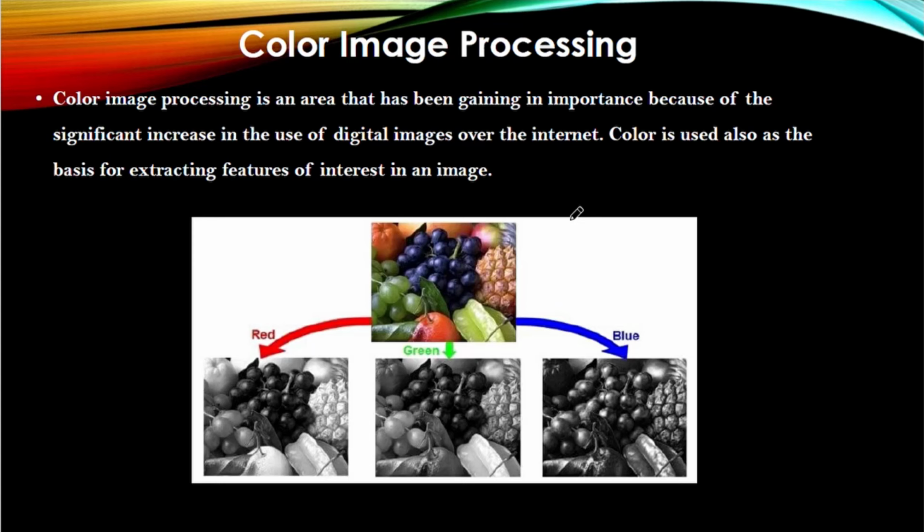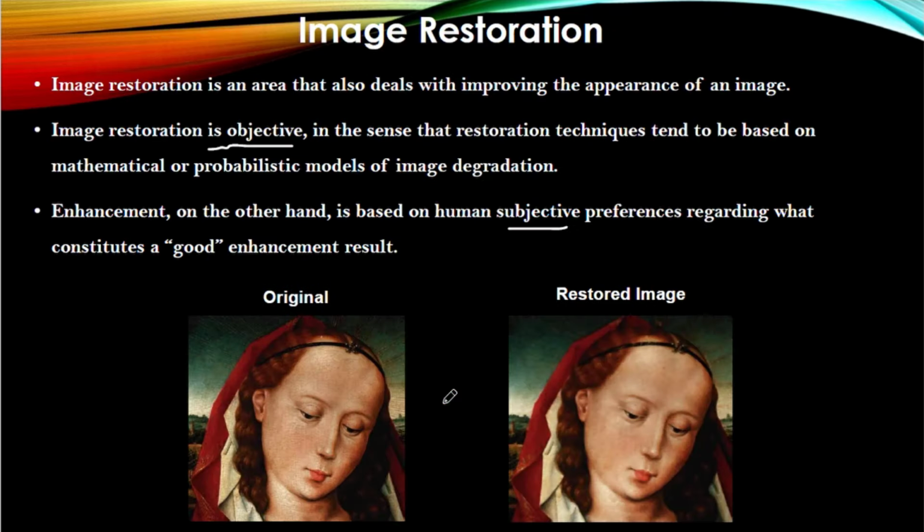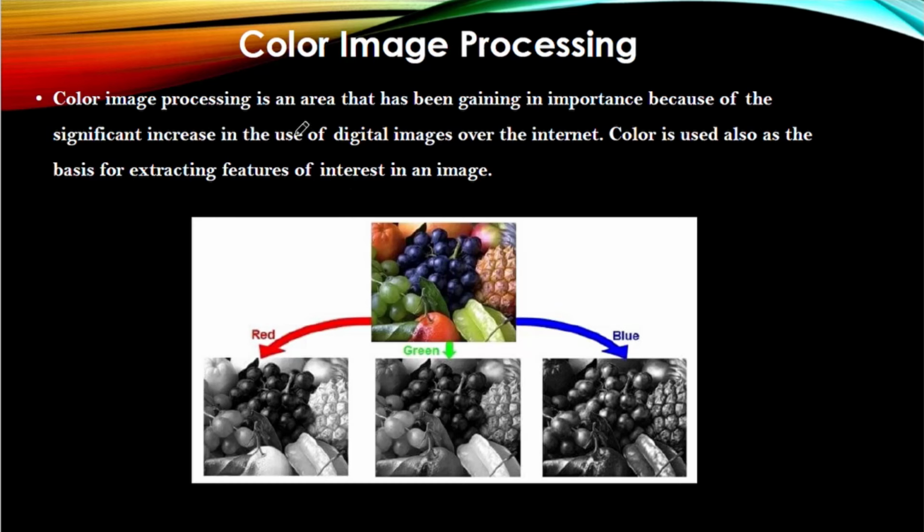Okay, the next is color image processing. Once again, I'll show you the total diagram of fundamental steps in digital image processing. See this. We completed acquisition, enhancement and restoration. Now what is color image processing? Yeah. Color image processing is an area that has been gaining importance because of the significant increase in the use of digital images over the internet.